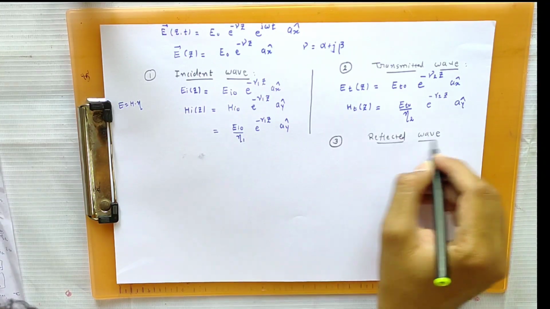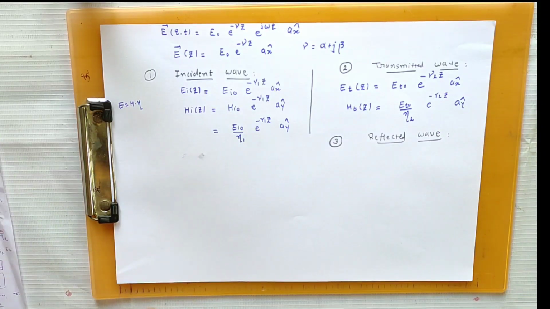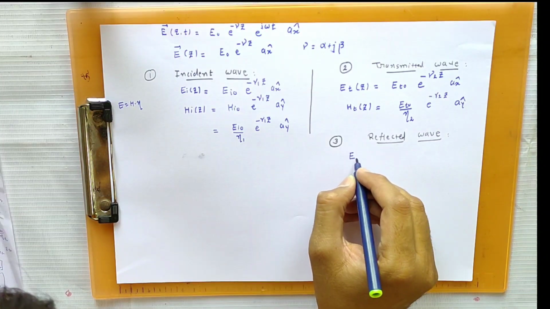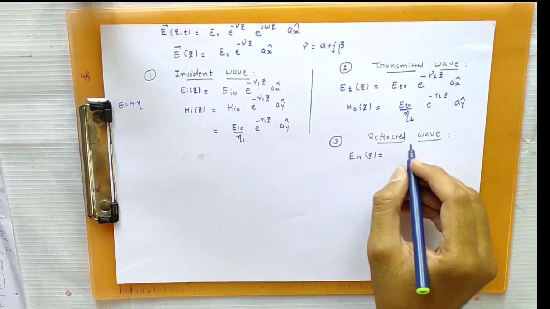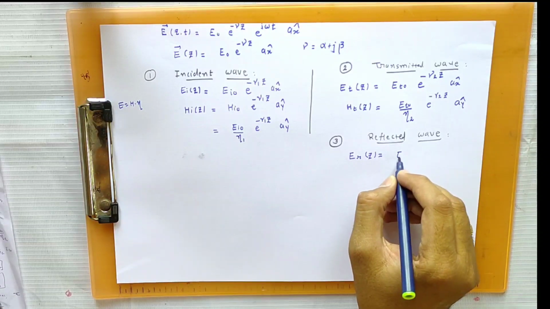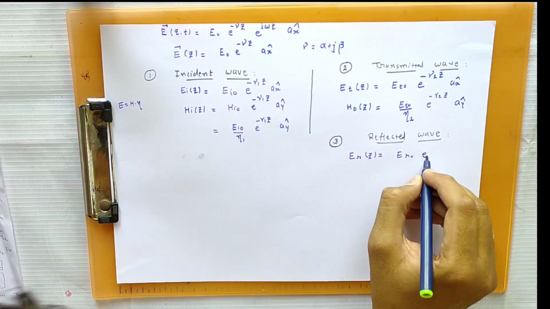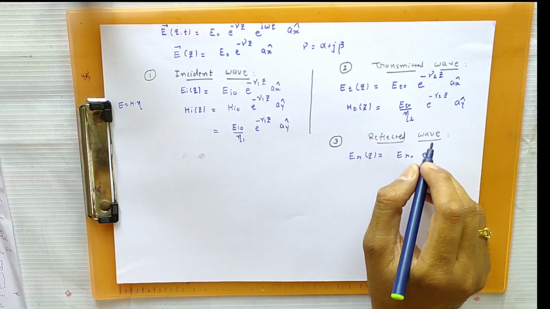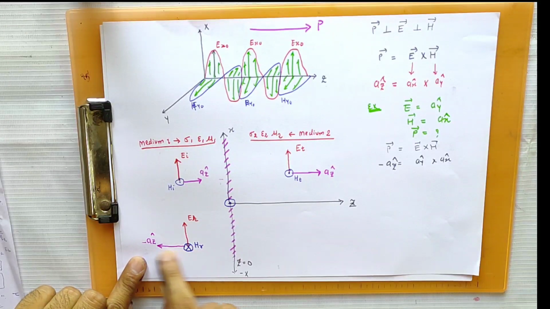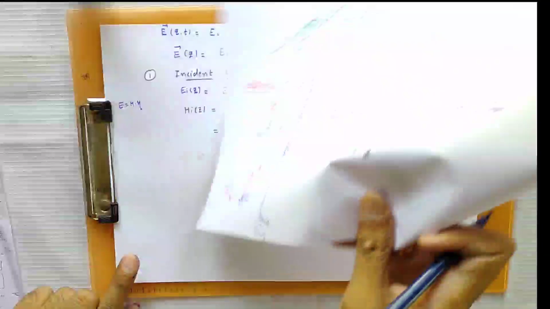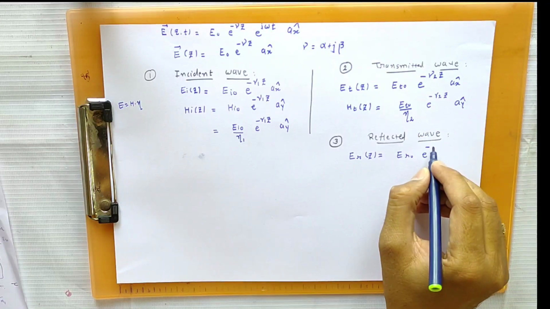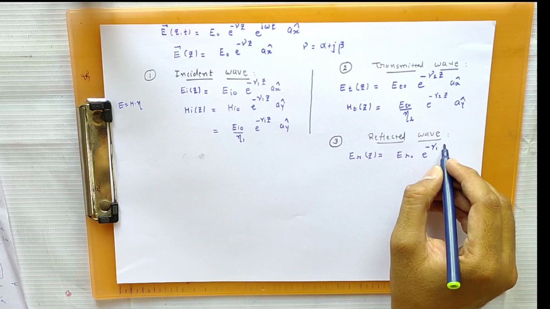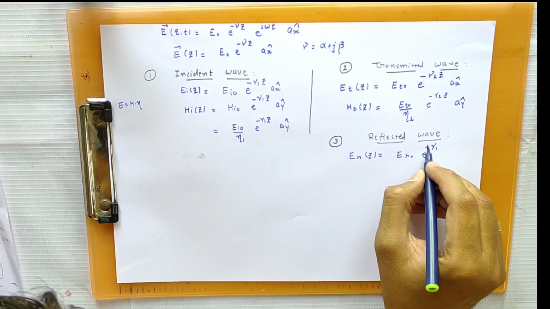Equation for reflected wave. Here R subscript indicates it's a reflected wave. E_R0 is in which medium? The first medium. But what is the propagation direction for the reflected wave? The propagation direction is the minus Z direction. So here it is e raised to minus gamma 1 times minus Z, minus gamma times minus Z, so it is a plus.